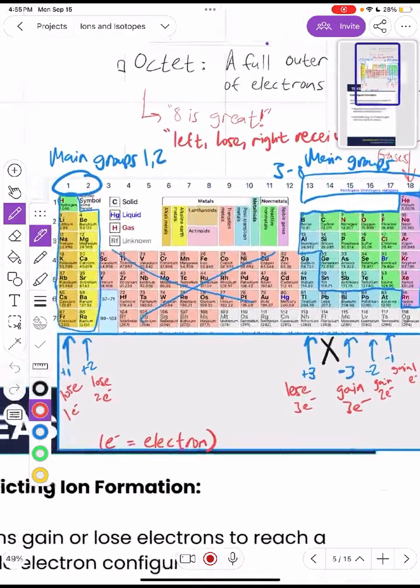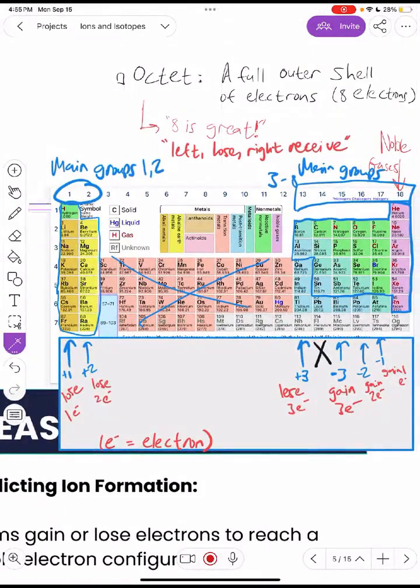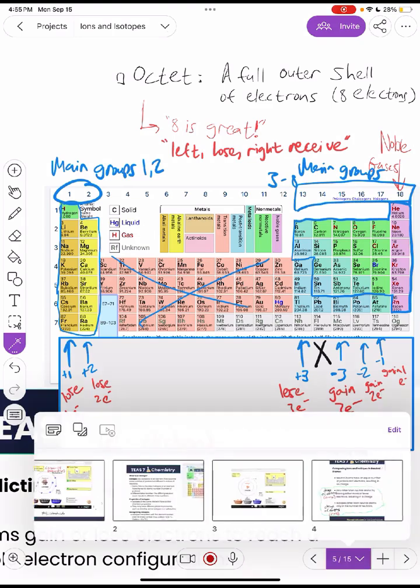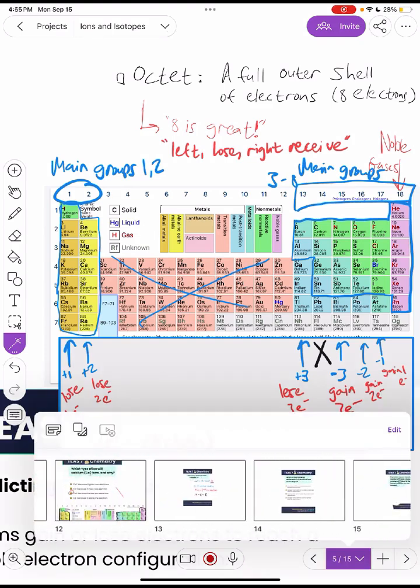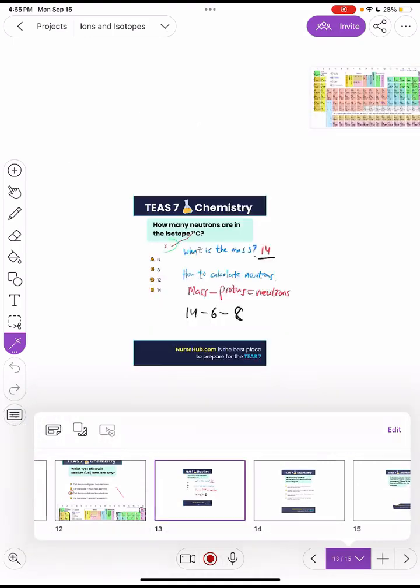So we're in the lose 2 category here. Positive 2 charge because we're losing 2 electrons. Okay, 1, 2, and now we're in the noble gas situation. Okay? And right, gain. I always said left lose, right gain. Right receive is another. I think that's an even better way to say it. In my class, I always said left lose, right gain.